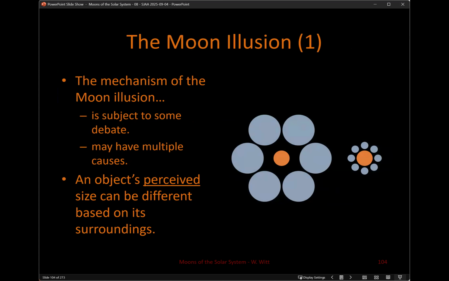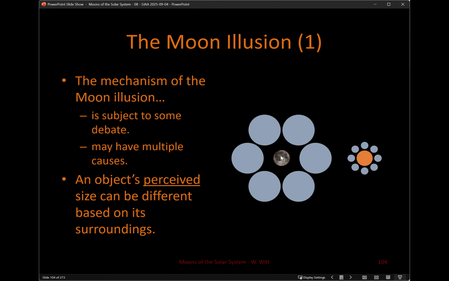And the mechanism for this moon illusion is subject to some debate. It's basically psychology, right? And it may have multiple causes. But one way we can think about it is an object's perceived size can be different based on its surroundings. And here's one of those visual illusions, right? This dot that's sitting inside the big dots looks smaller than this guy that's surrounded by small dots.